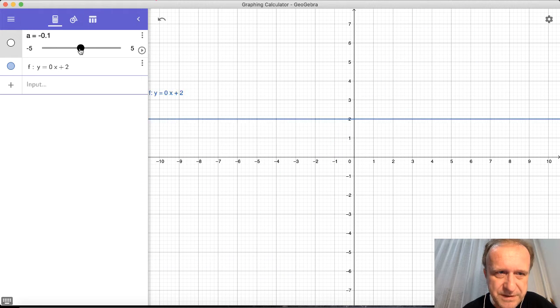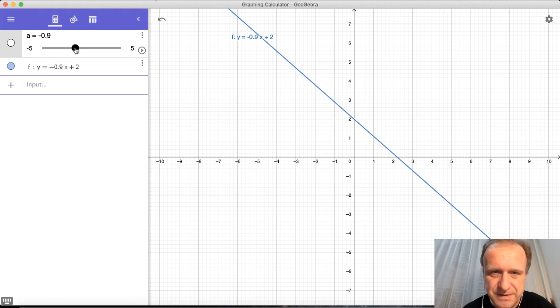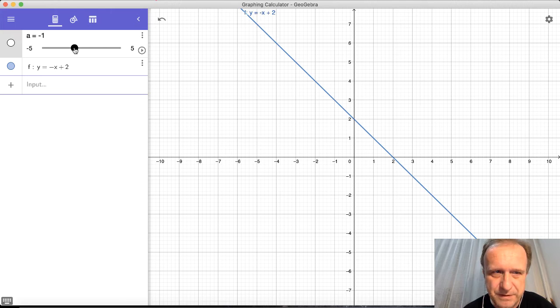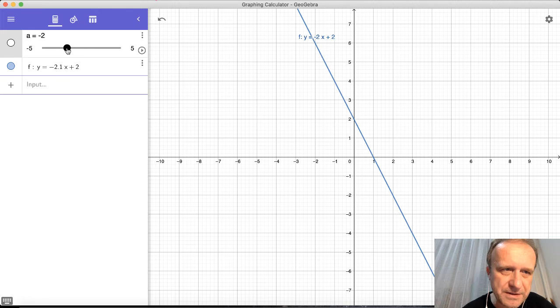What happens if the gradient is negative? Then the line is decreasing like this. For example, when the gradient is negative 1, then you start here at one point of the line and then move 1 unit to the right, and you have to move 1 unit upwards, well, minus 1 unit upwards, which is the same as 1 unit downwards, to get back to the function. If a is, say, negative 2, like this, then you have to start here, move 1 unit to the right, and then 2 units downwards to get back to the function.